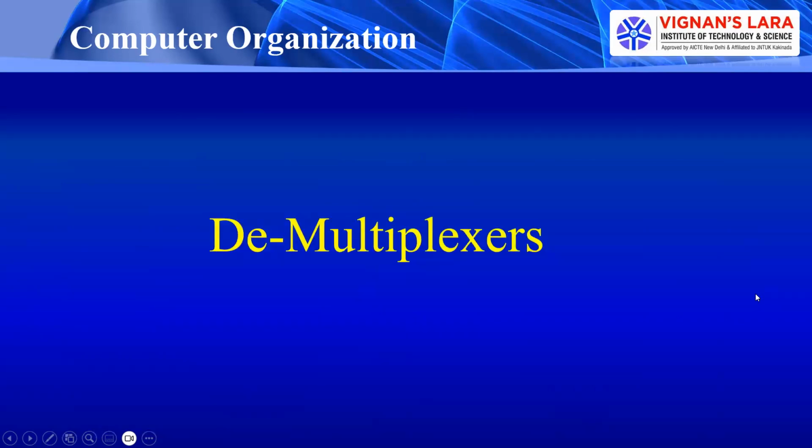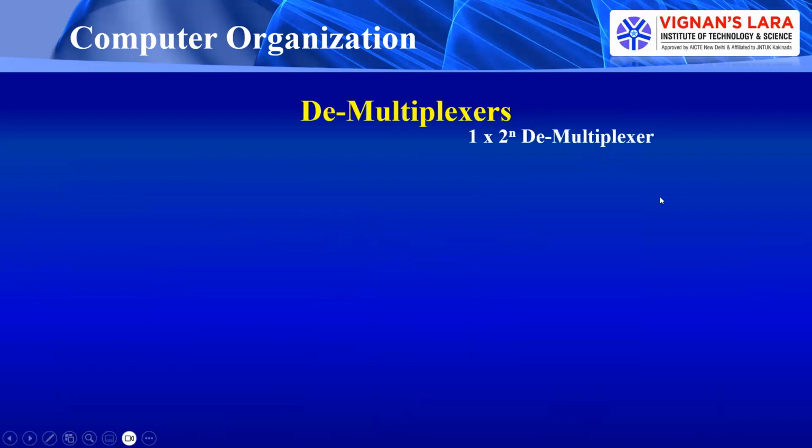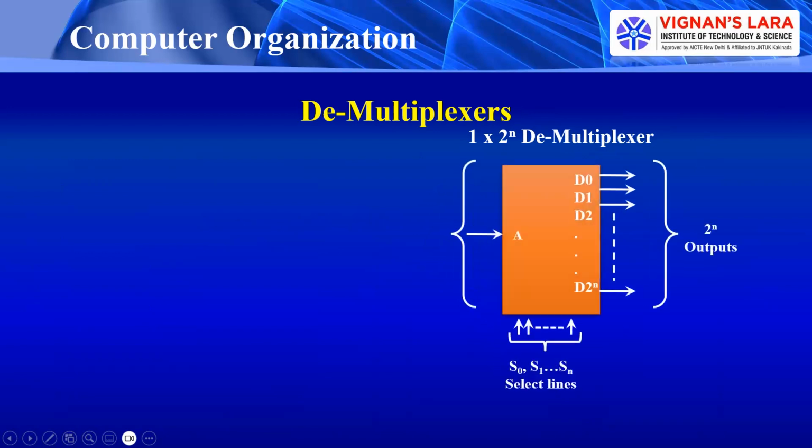The next one is the demultiplexer. Basically, a demultiplexer does the reverse function of a multiplexer. Your multiplexer has 2 power n inputs with 1 output along with n selection lines. But coming to the demultiplexer, it has 1 input and 2 power n outputs. See here, friends, this is the 1 input. These are the 2 power n outputs, with n selection lines. So this is a simple demultiplexer.